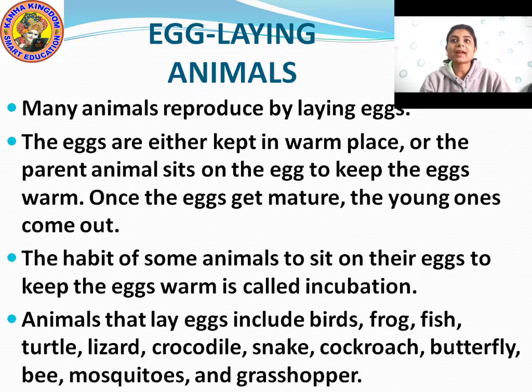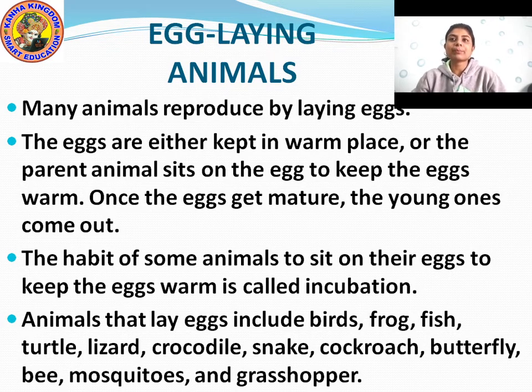The eggs are kept in a warm place, or the parent animal sits on the eggs to keep them warm. Once the egg matures, the young ones come out. The habit of some animals to sit on their eggs to keep them warm is called incubation. Animals that lay eggs include birds, frog, fish, turtle, lizard, crocodile, snake, cockroach, butterfly, bee, mosquitoes and grasshopper.